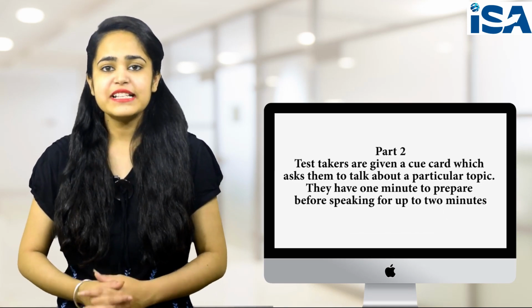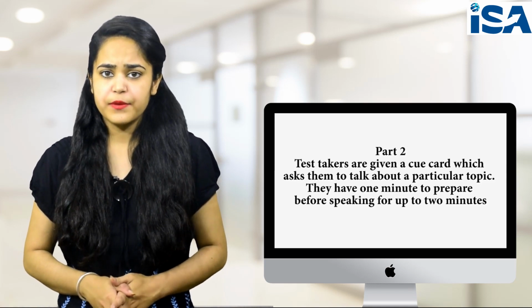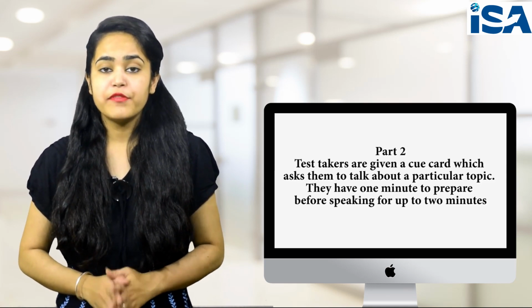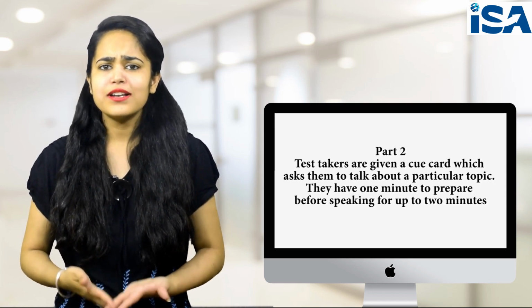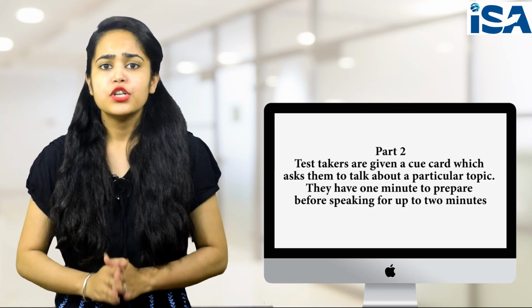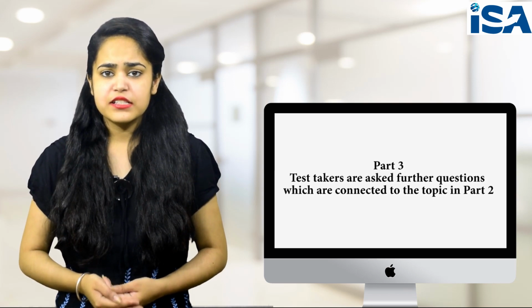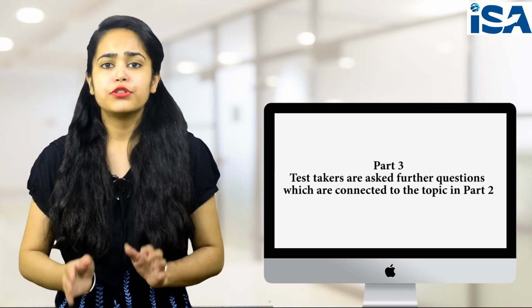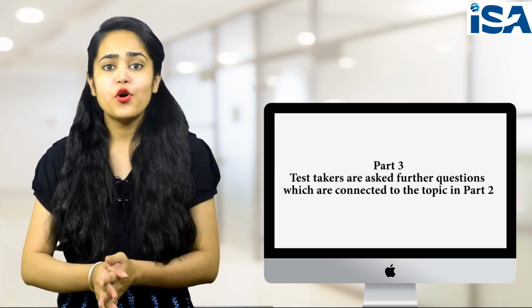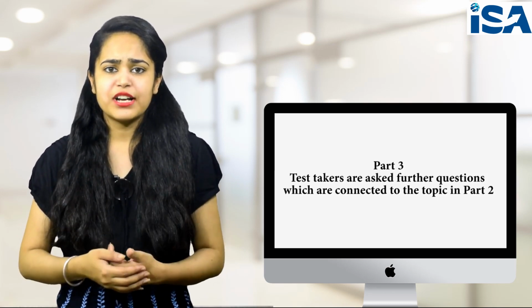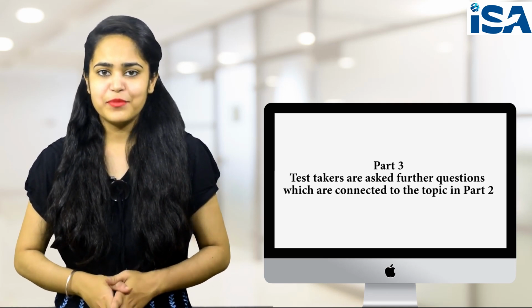Part 2. Test takers are given a cue card which asks them to talk about a particular topic. They have 1 minute to prepare before speaking for up to 2 minutes. The examiner may ask 1 or 2 questions on the same topic to finish this part of the test. Part 3. Test takers are asked further questions which are connected to the topic in Part 2. These questions give the candidate an opportunity to discuss more abstract issues and ideas. This part lasts between 4 and 5 minutes.